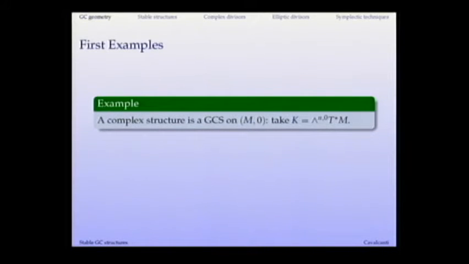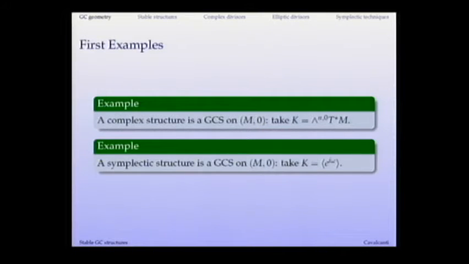The other example, more interesting and more surprising from the definition, but it came out right away as well, is that a symplectic structure is also an example of a generalized complex structure. Namely, just take this K, the line bundle generated by e to the i omega, where omega is the symplectic form, and you can go back to your definition and check that it satisfies all the correct algebraic properties, integrability, and so on. So these were two examples that came out right away, and people thought these generalized complex structures were interesting because they unified complex and symplectic geometry under one roof. So that was one good thing.